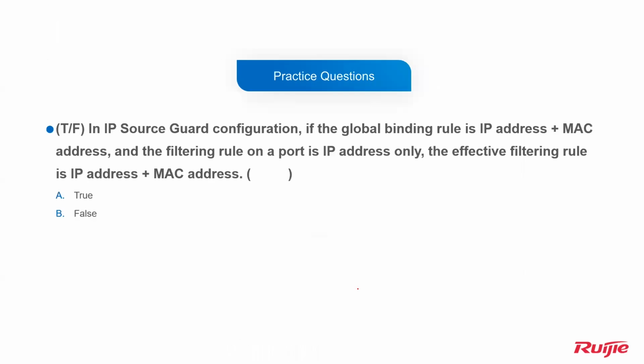Okay, about these parts, let's see a question. In IP source guard configuration, if the global binding rule is IP and MAC, and the filtering rule on a port is IP address only, the effective filtering rule is IP and MAC address. Do you think this statement is true or false? Actually, it's true, right? It's true because in the slide there is a table showing us this answer. It's true. It's important. You should remember this.